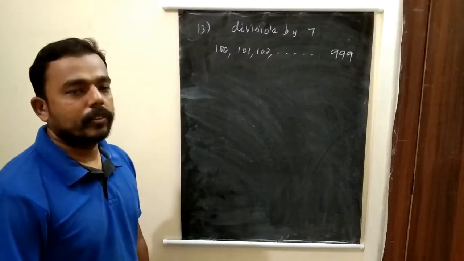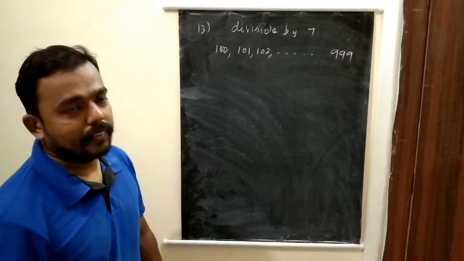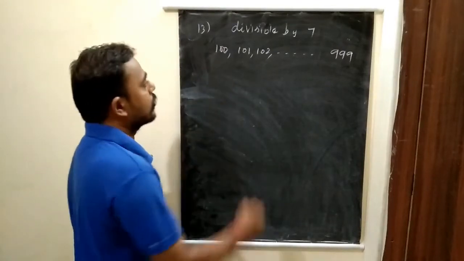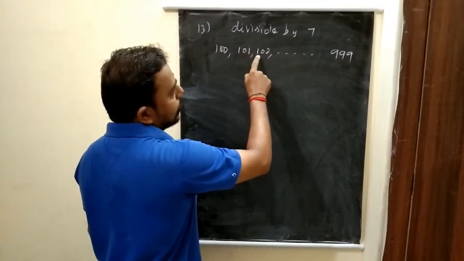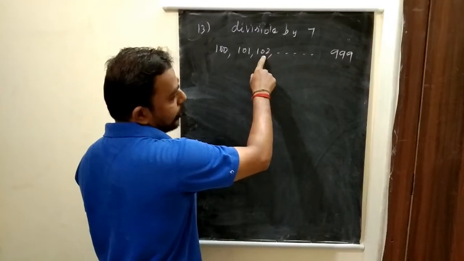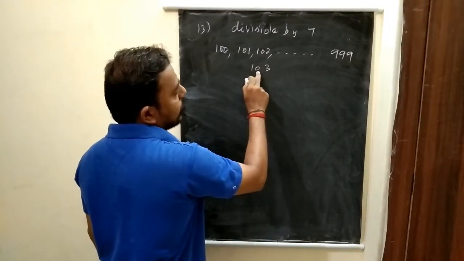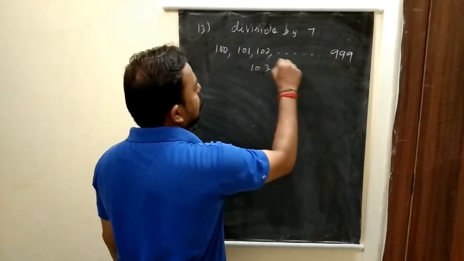Okay. So it's divisible by 7 now. So the first number should be divisible by 7. So 100 is not possible. Check this number: 1 7s are 7, remaining 3, not possible. 103: 1 7s are 7, remaining 3, not possible. So 104 not possible.